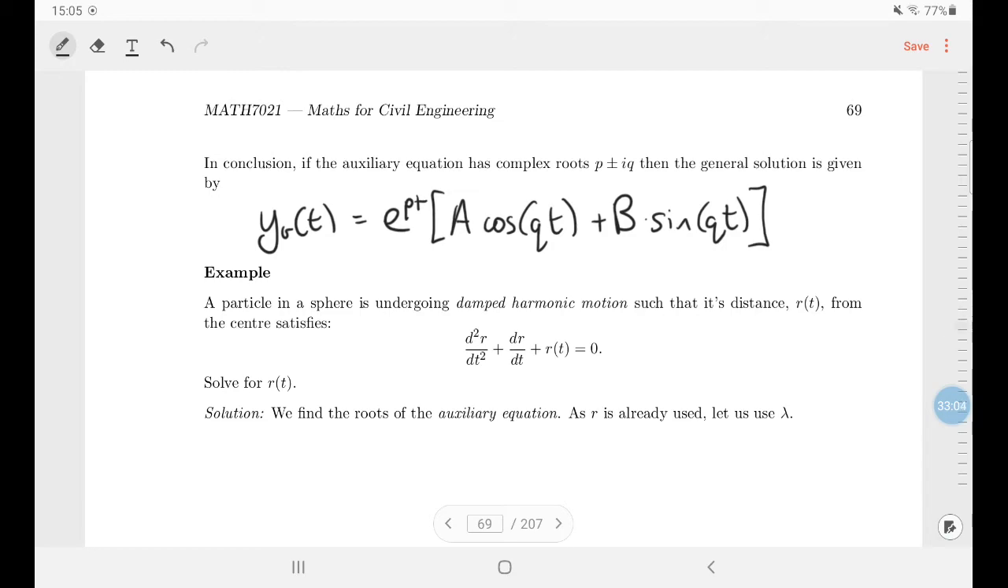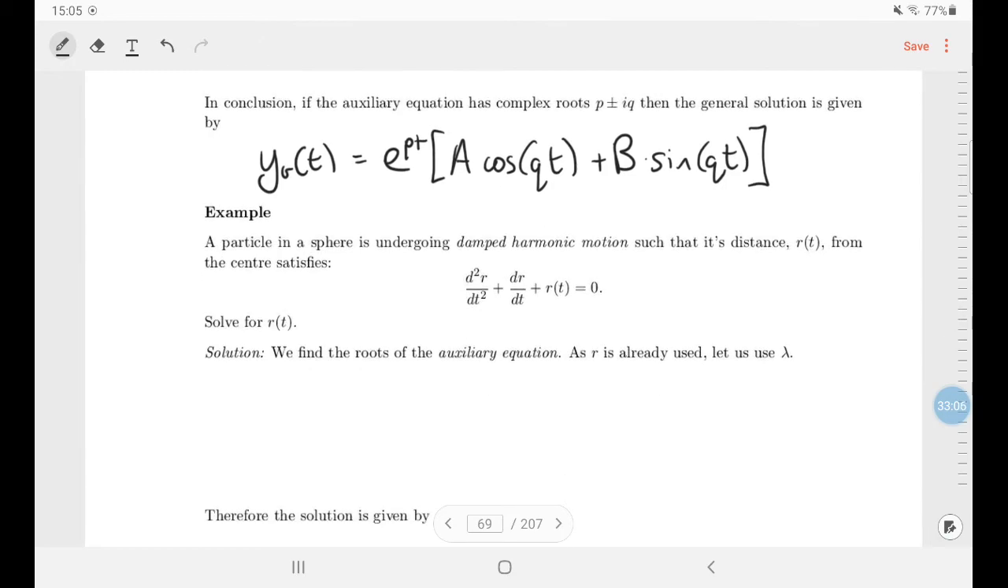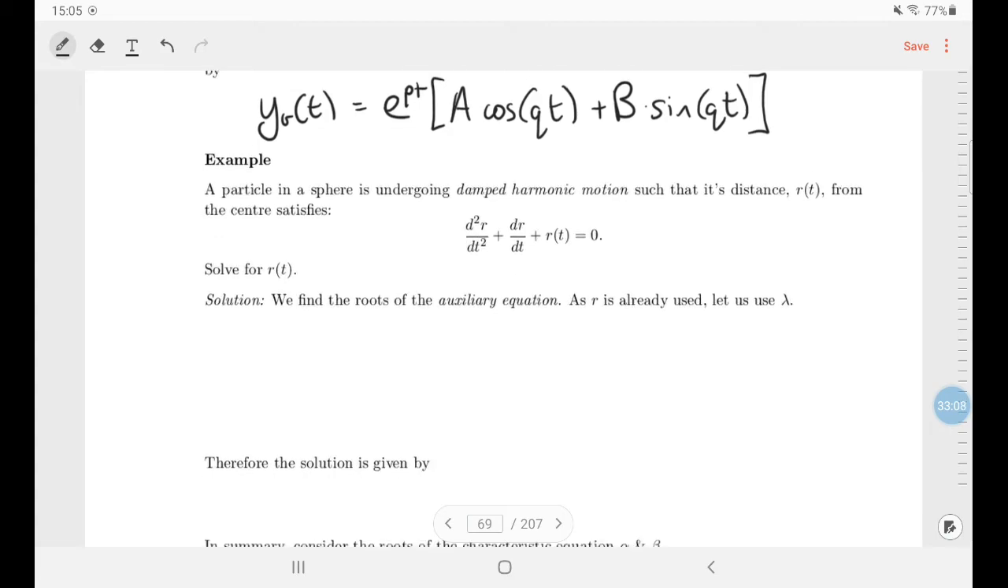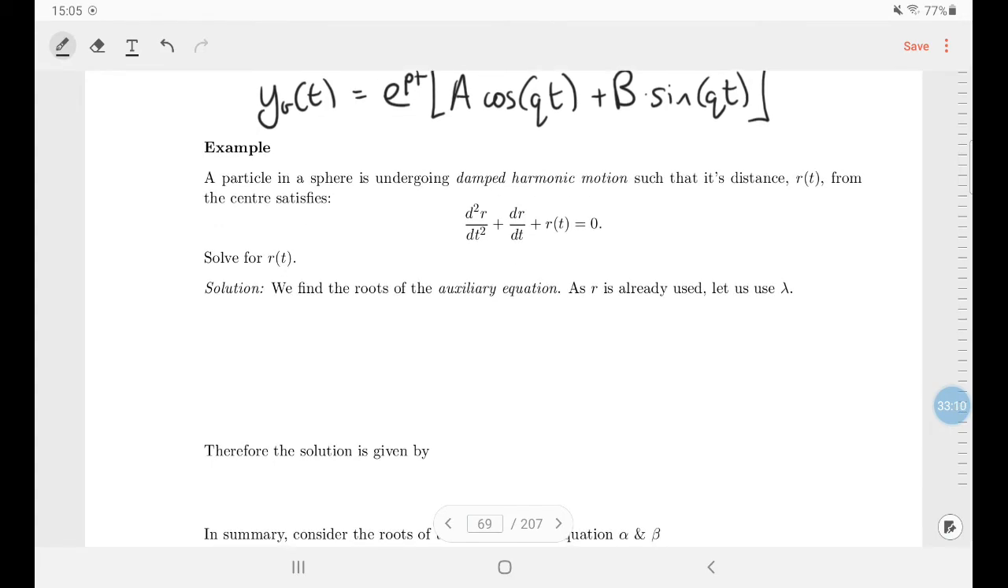Now, what's going on with this? Maybe we'll do this example here just to see this. Okay, so let's find the auxiliary equation. So we get 1r squared. Oh no, it said don't use r, we'll use lambda. So 1 lambda squared plus 1 lambda plus 1. So we're looking at lambda squared plus lambda plus 1 equal to 0.